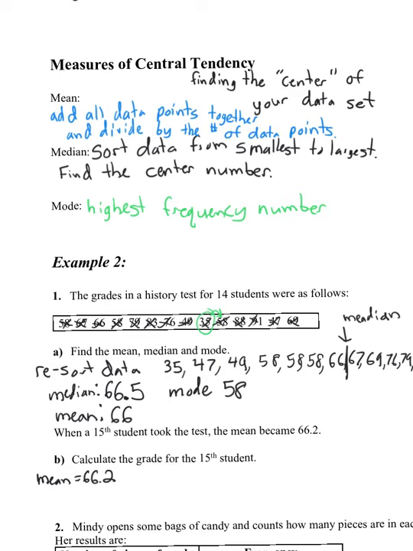So what we want to do to find the grade of the 15th student is work backwards. We know the mean is 66.2, so we can set up an equation. 66.2 equals, we'll put whatever the score is, x over 15, because there are 15 students now.